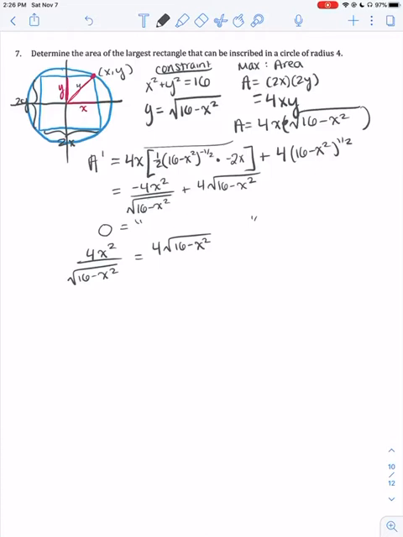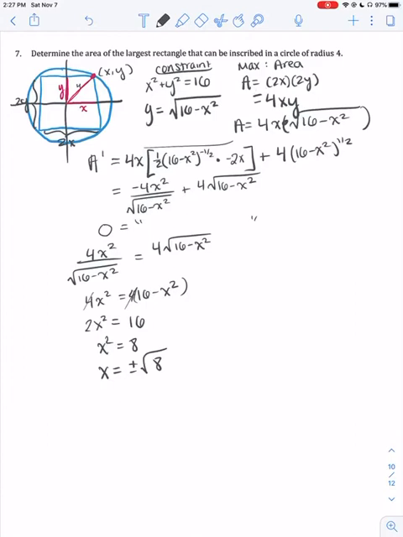And then multiply both sides by 16 minus x squared, which is just going to undo the square root. Add the x squared. Oopsies, I have my 4 here. Get rid of the 4, divide both sides by 4. And so we get 2x squared equals 16. We get x squared equals 8. We get x equals plus or minus the square root of 8.